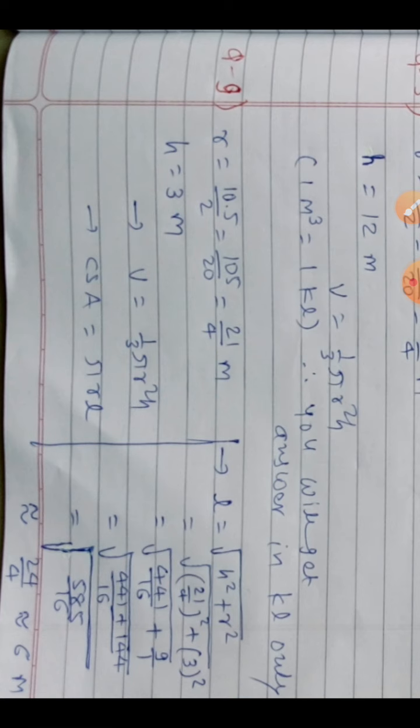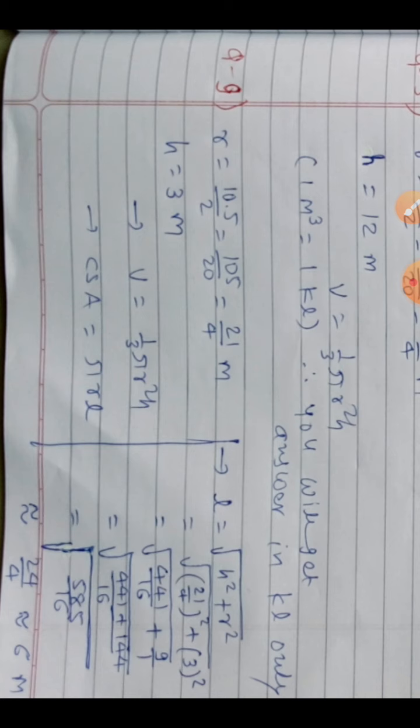Values are placed: 21 by 4 square plus 3 square. 21 square is 441 upon 16. Okay, use fractions only, not decimals. Plus 9 by 1. Okay, I place it upon 1. Why? Because addition or subtraction of fractions needs cross multiplication or LCM. That's why instead of 9 I have written 9 by 1. So after cross multiplication we got 441 plus 144, which is 585 upon 16.